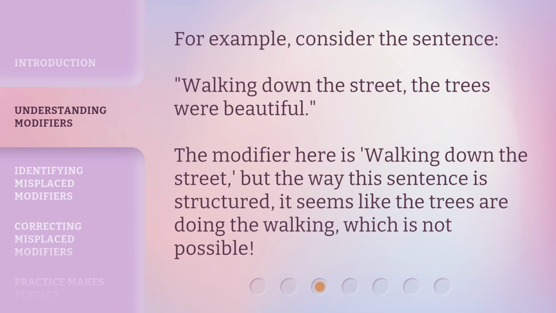For example, consider the sentence, "Walking down the street, the trees were beautiful." The modifier here is walking down the street, but the way this sentence is structured, it seems like the trees are doing the walking, which is not possible.